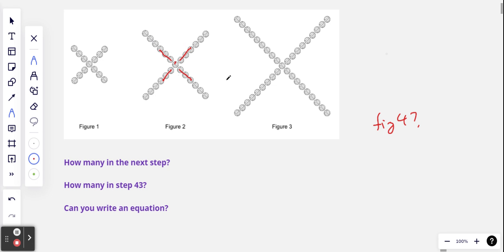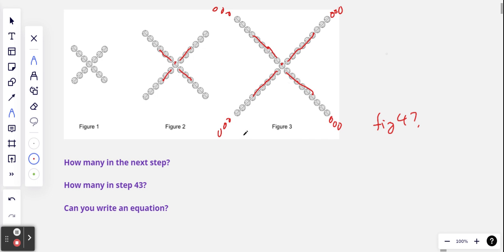Now let's see if we can find this figure in the next one. So this would be the middle one, and then 3 and 3 more, and then 3 and 3 more, and then 3 and 3 more, and 3 and 3 more. And it looks like in figure 3, they also added 3 to each arm. So I'm going to guess for figure 4, we're going to have 3 more balls added to each arm, like so. That's a lot of balls already.